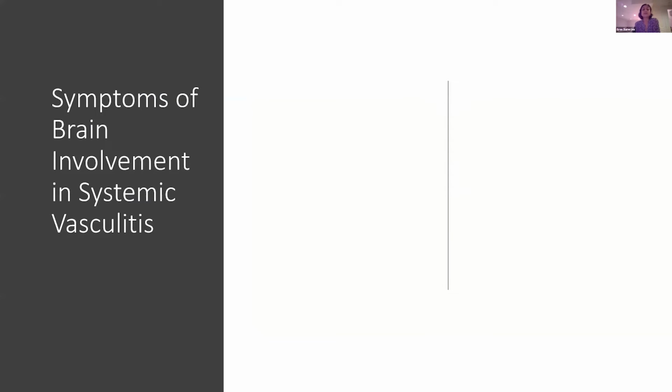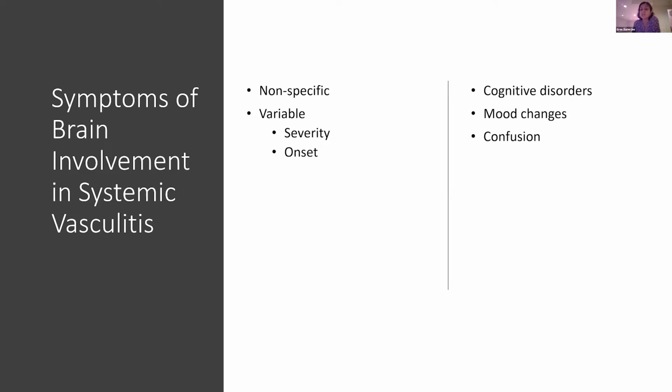So with this background, as you can see, the symptoms of brain involvement in systemic vasculitis are very non-specific. In terms of severity and onset, they are variable. Common symptoms are cognitive disorders, mood changes, confusion, difficulty in ambulation, headaches, stroke, seizures, and visual changes. And probably there are some more. So these are the common symptoms.